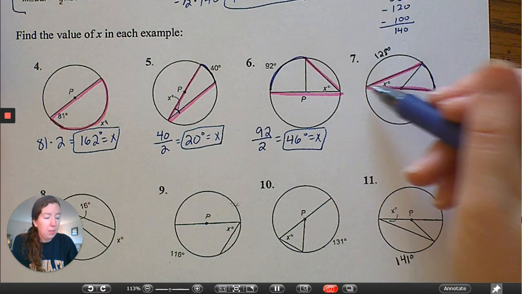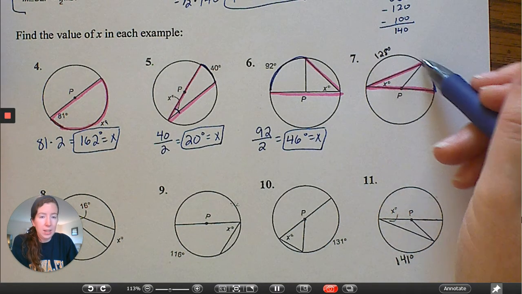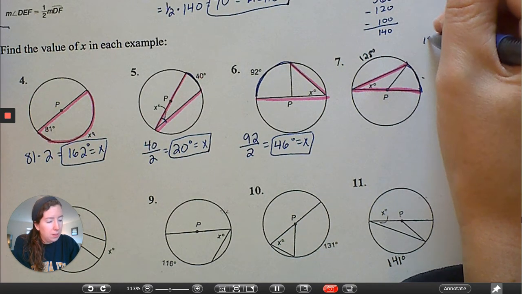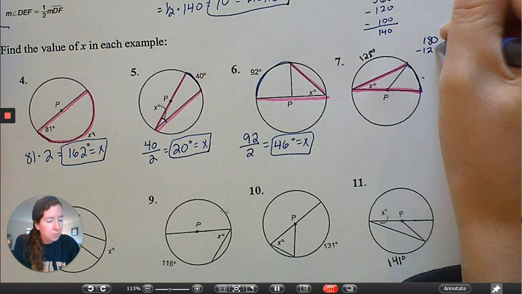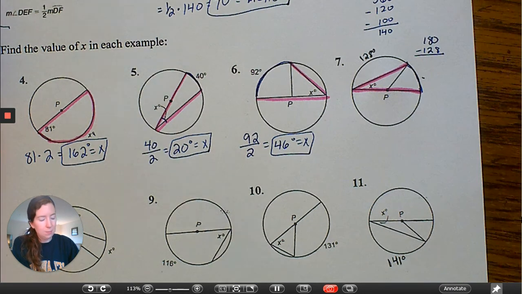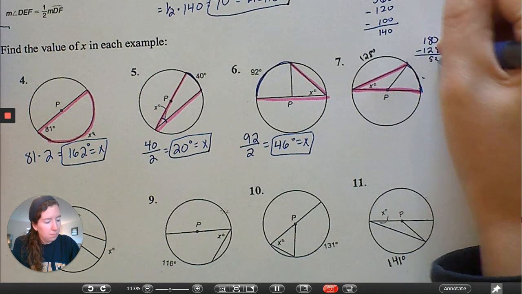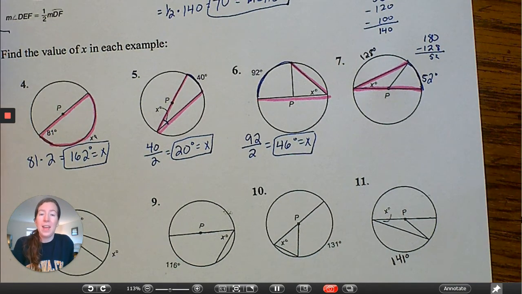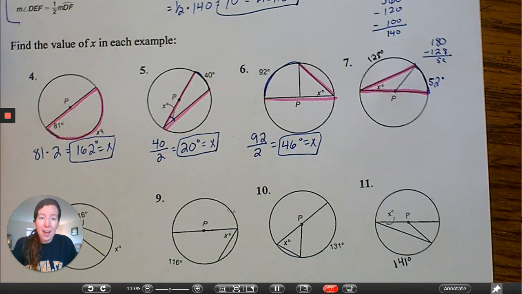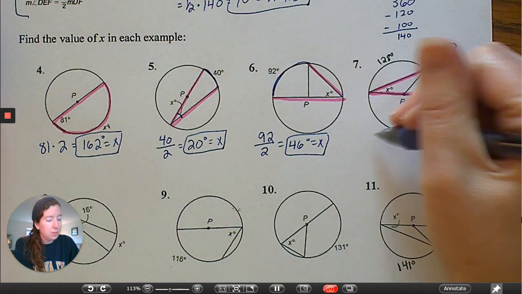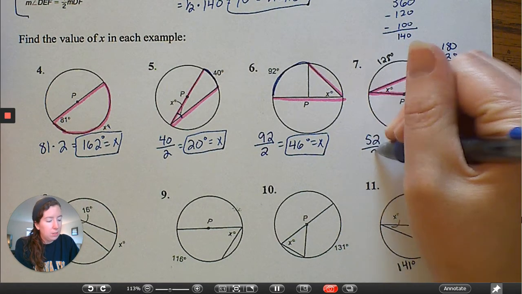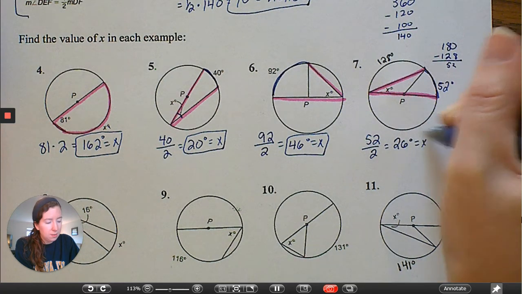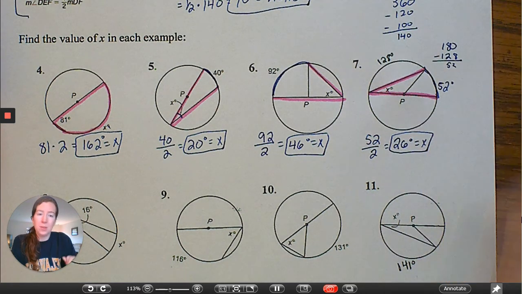So if I know that this arc right here is 128 degrees, I can find this arc by doing 180 minus 128. And that's going to give me 52. So 52 degrees is the measure of that arc. And now that I know the arc, I can find the angle. So I simply divide 52 by 2, and I get 26 degrees for my value of x.